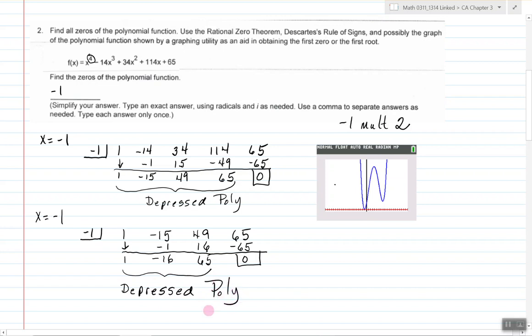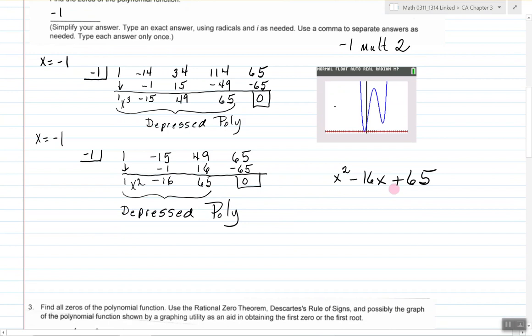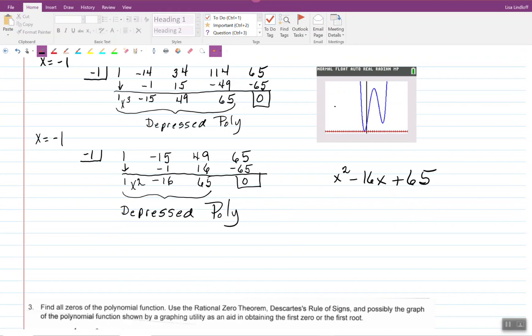I use the zeros that I can determine from the graph, and that will help me depress it. What is the degree of this now? We started 4th degree. This one was 3rd degree. This one is 2nd degree. This is x squared minus 16x plus 65. If I can find the zeros of this, then I will have all 4 of them.